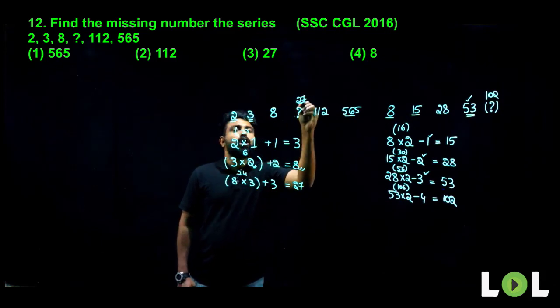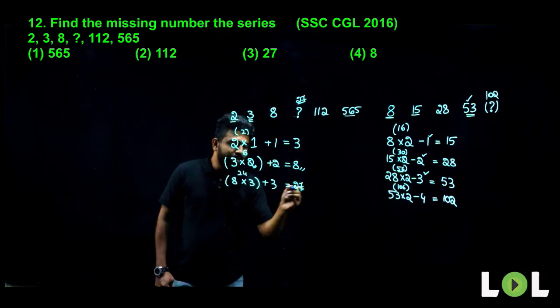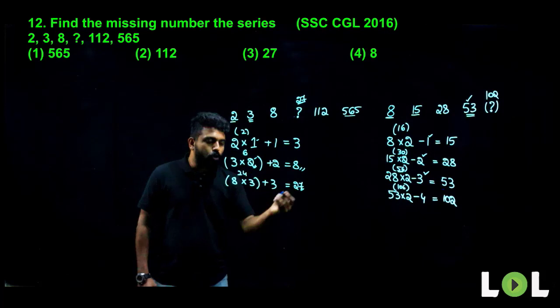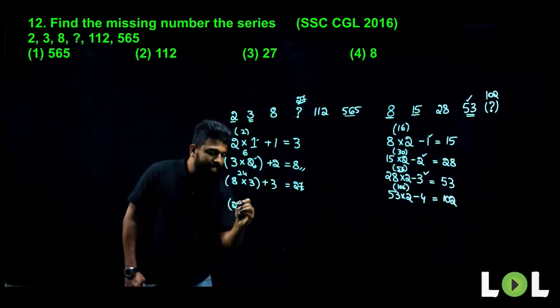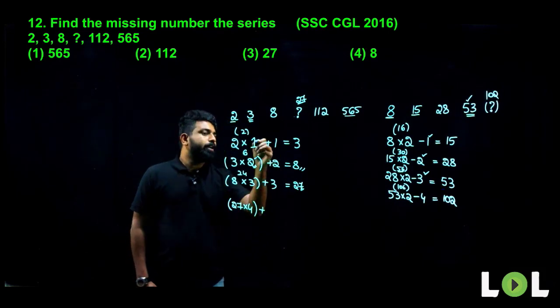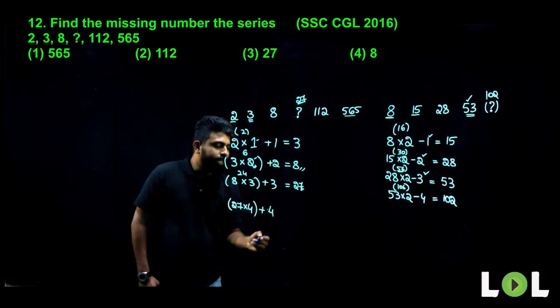Let me cross verify if 27 is correct. How do I do that? Now I need to take 27, multiply it with 1 is done, 2 done, 3, then it should be 4. So I need to multiply 27 with 4. And I need to add what? Into 1 plus 1, into 2 plus 2. So into 4 plus 4. I need to add 4 to it.